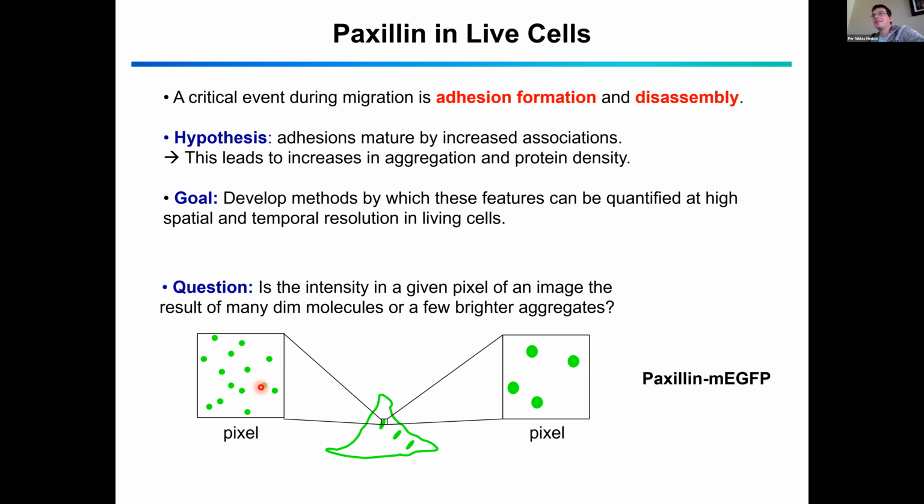So is the intensity in a given pixel of an image the result of many dim molecules, monomers, or is it a few brighter oligomers or aggregates?